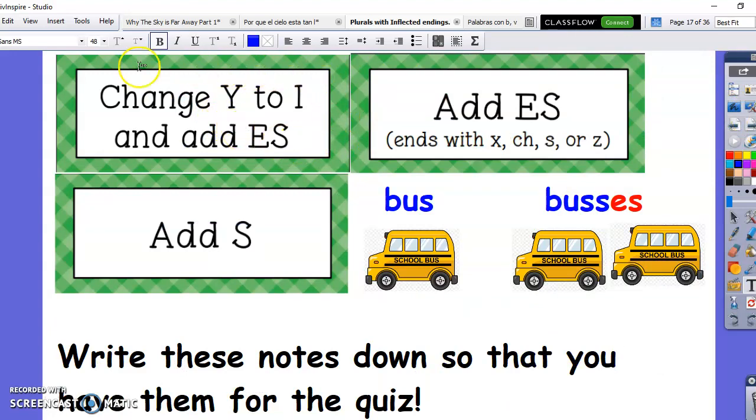So, for the quiz, you might want to write these notes down. These are the rules. Don't forget, if a word has a Y at the end, you change the Y to I and add ES. You might just want to write that on a piece of paper. Then remember that any words that end with X, CH, S, or Z, you add an ES to the end. And then any other rule, if it doesn't end with a Y, or X, CH, S, or Z, we just add an S to make it plural.